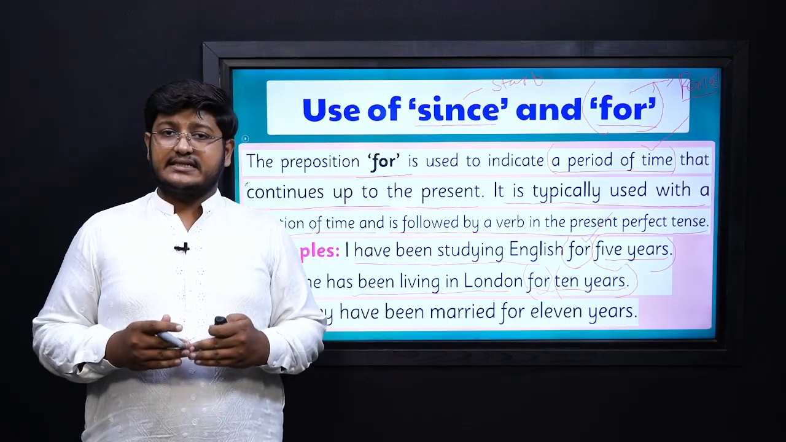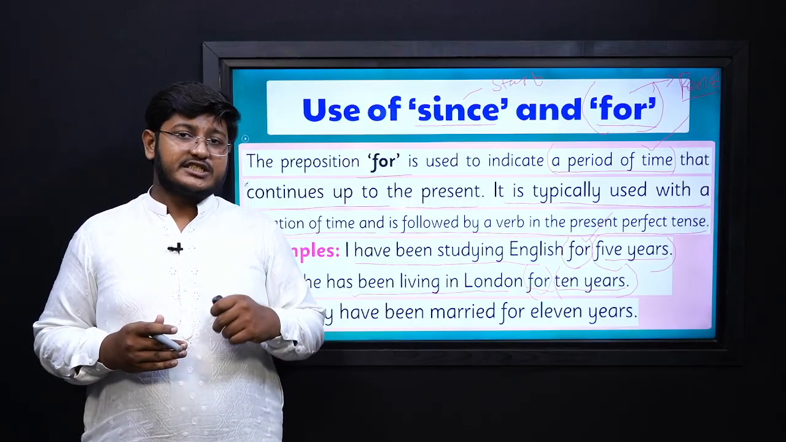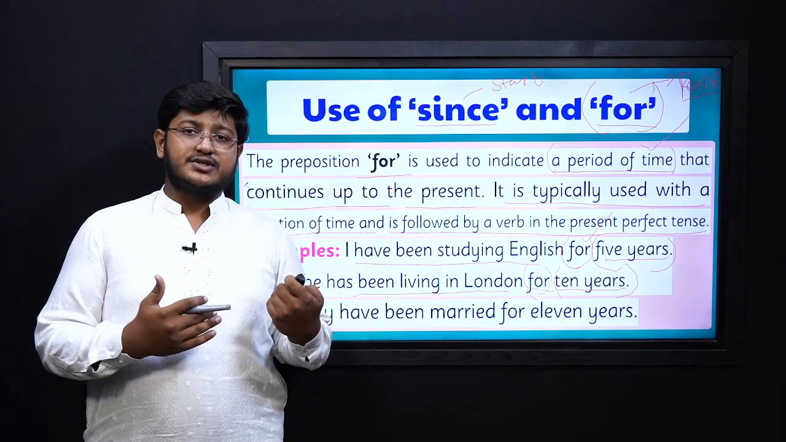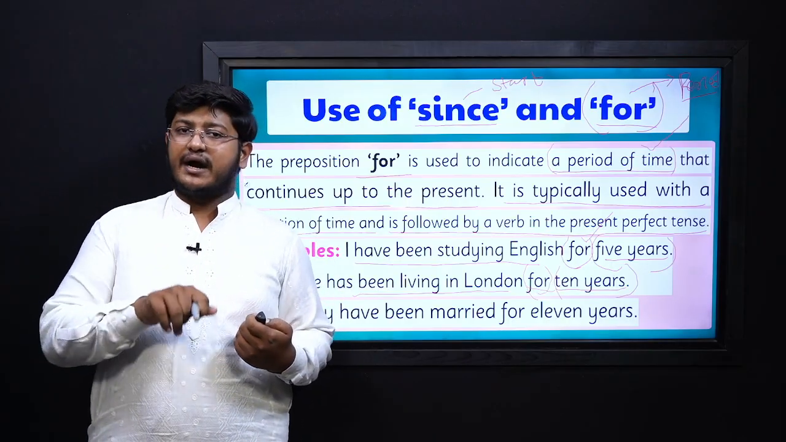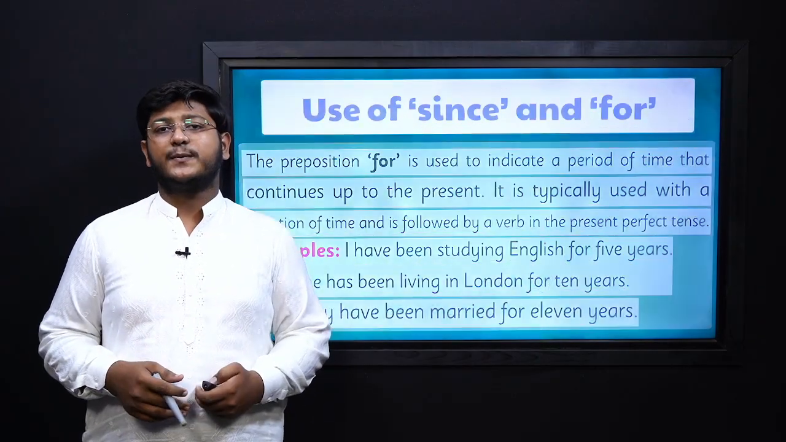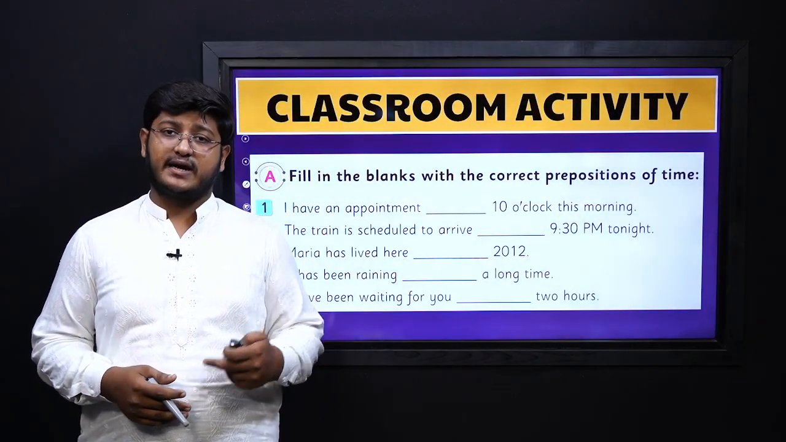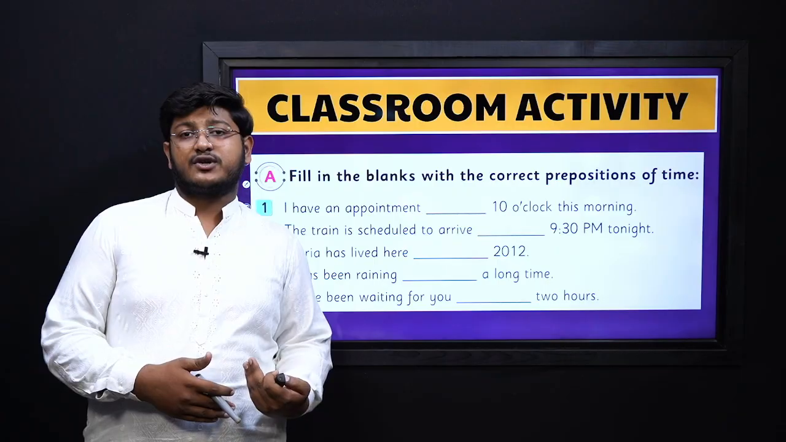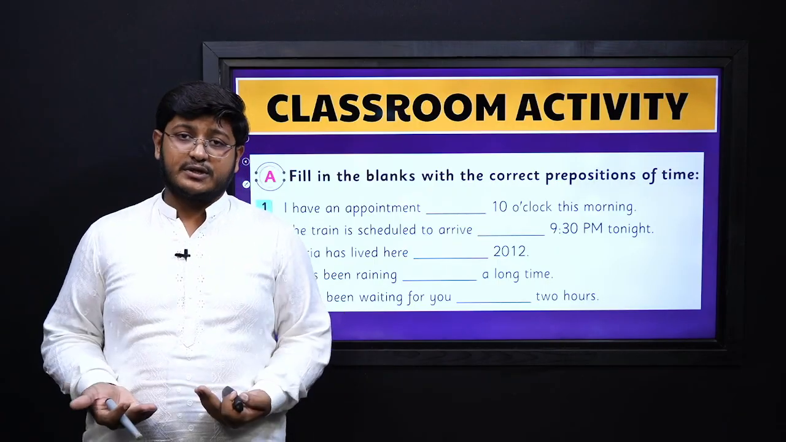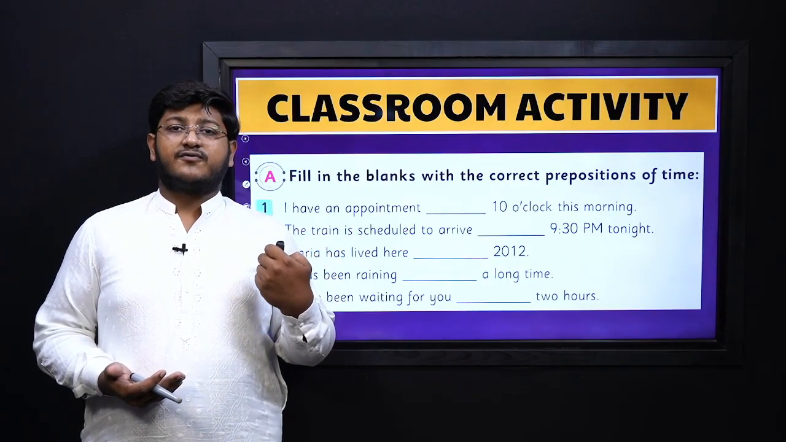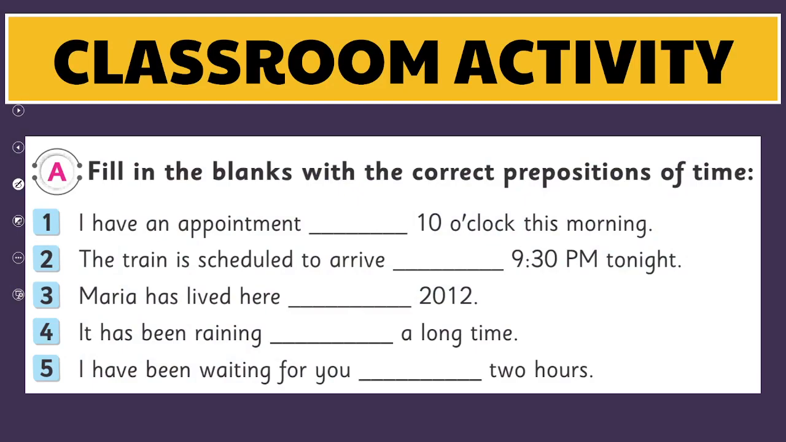It is actually a preposition which indicates a certain period of time, and since is used to indicate the starting point in time of some action or something. So I hope you guys have understood what is meant by since and what is meant by for, and why these prepositions of time are used, for which purpose they are used. So use your understanding of since and for and attempt this classroom activity.